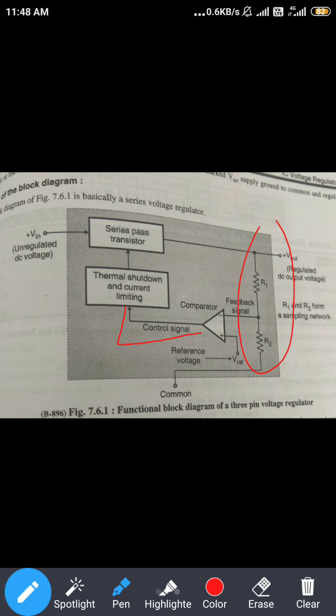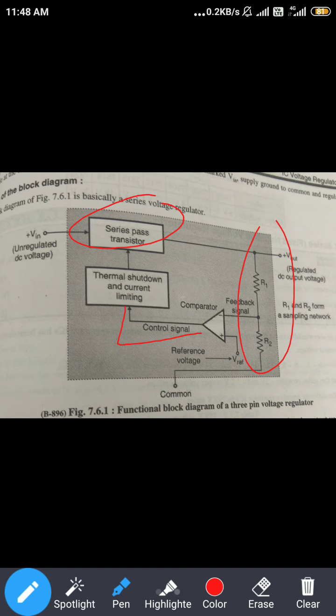If the internal temperature exceeds a predetermined value, the thermal shutdown block will not allow the control signal to pass through to the series pass transistor. This will turn off the chip automatically, and the current limiting circuit protects the regulator against overcurrent.